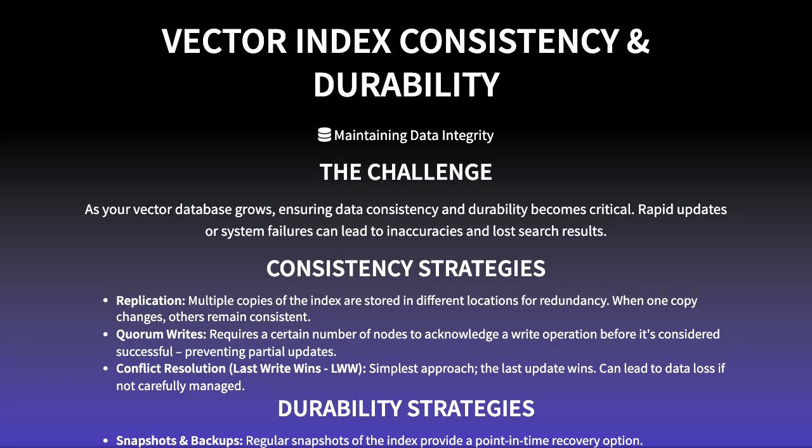Then there's durability. Snapshots and backups let us roll back to a previous state if something goes wrong, and using immutable indexes, structures that can't be changed once created, helps prevent accidental data loss. Combining these approaches will give you the most solid foundation for your vector search.